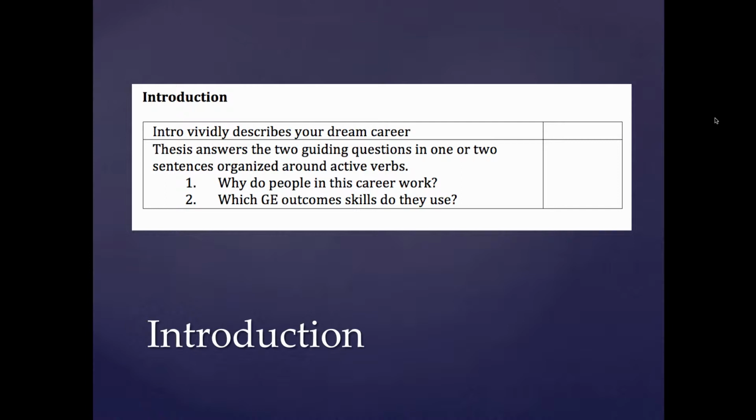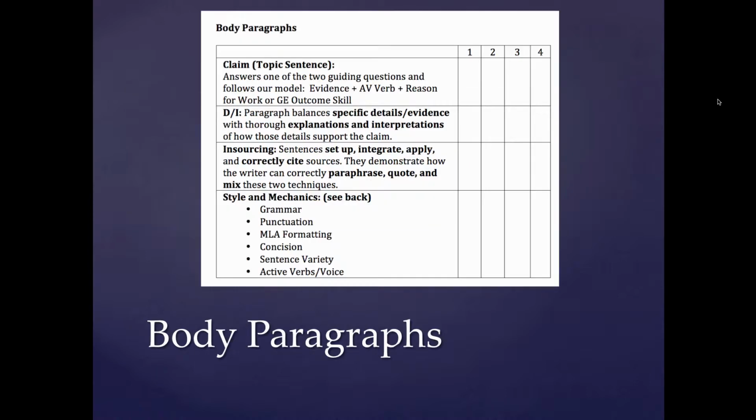As you can see, just like really the first paper, the intro has two goals. You're going to vividly describe, in this case, the dream career. Later, after you've drafted your body paragraphs, you're going to come back and create a thesis that answers the two guiding questions. Remember what they are: why do people in this career work? Which GE outcome skills do they use? And in a future video, I will be presenting these different elements in more detail. This video is just designed to give you an overview of what the project's going to look like.